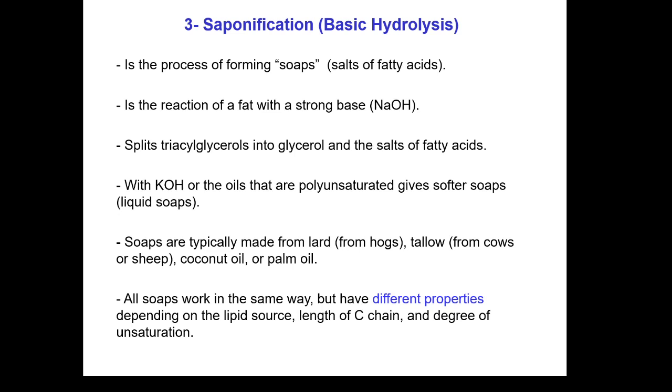Soaps usually come from some sort of animal fat, lard, things like that. You could also make it really well because coconut oil and palm oil are solids at room temperature. So they're all saturated fats. You can make a soap out of that. So your non-animal soaps are made from coconut oil and palm oil. And all of them work the same way.